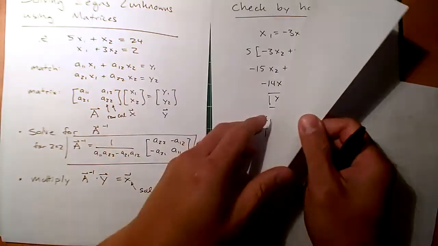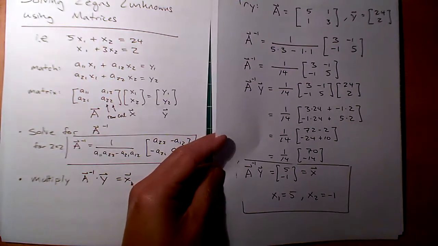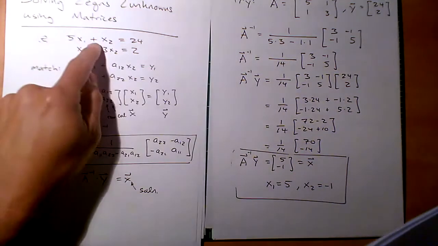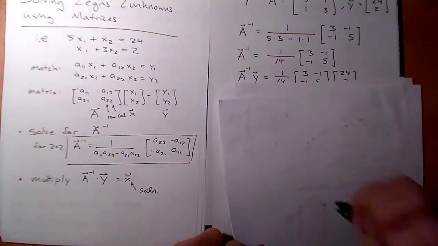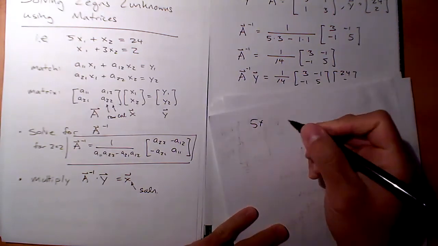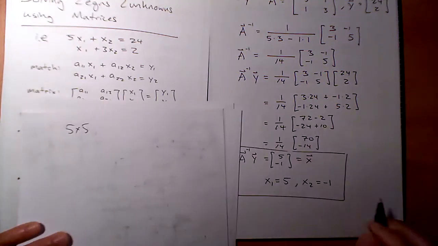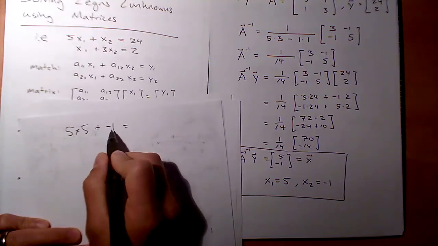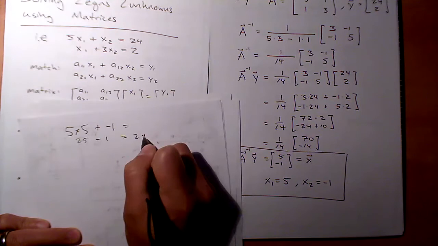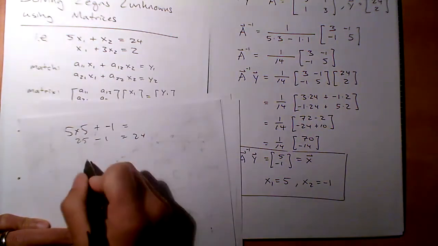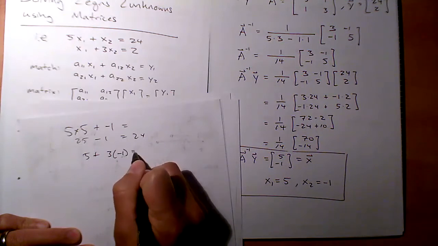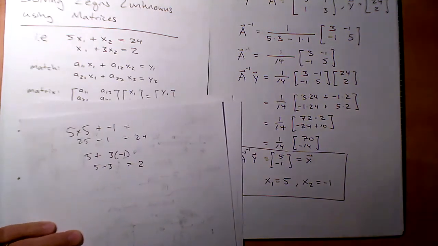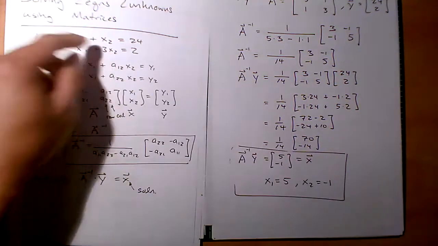Let's see if we could do this by hand. But even before we do it by hand, I suppose we could just check real quick. Did this answer satisfy these simultaneous set of equations? So x1 is 5. So 5 times x1. What's x1? 5. 5 times 5 plus -1. What does that equal to? 25 minus 1. Oh, yeah. Nice. Okay, x1 is 5 plus 3 times -1. What does that equal to? Well, 5 minus 3 is 2. Oh, yes, 2. Nice. Okay, so this is good that we know that these numbers satisfy this.